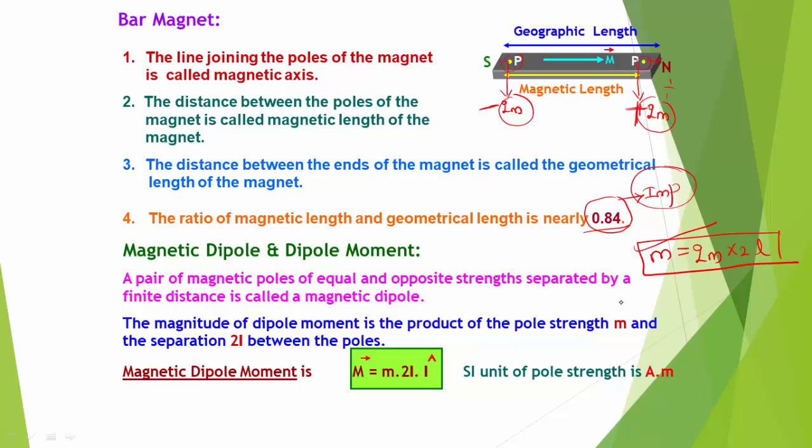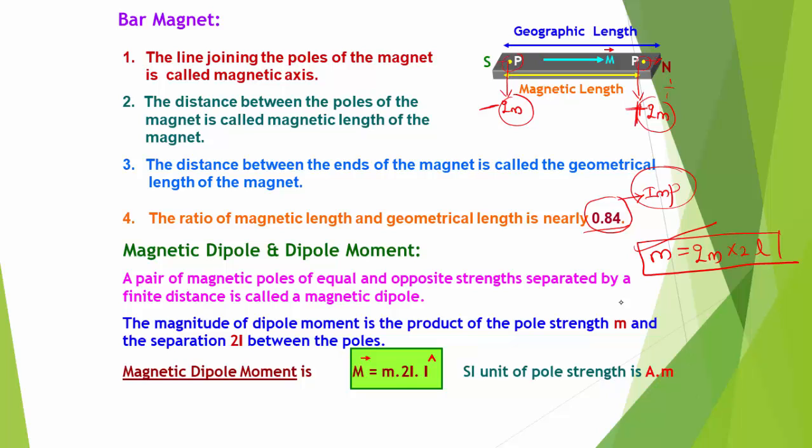The line joining the poles of the magnet is called magnetic axis, and the distance between the poles of the magnet is called magnetic length of the magnet, and the distance between the ends of the magnet is called geometrical length. We find out the ratio of the two. The ratio of magnetic length to the geometric length is nearly 0.84, and the pair of magnetic poles of equal and opposite strength separated by a finite distance is called magnetic dipole.